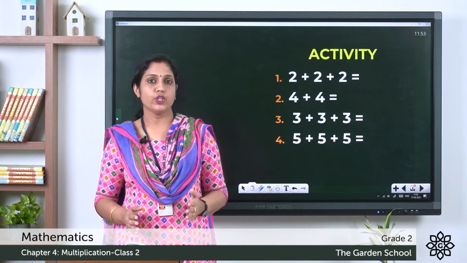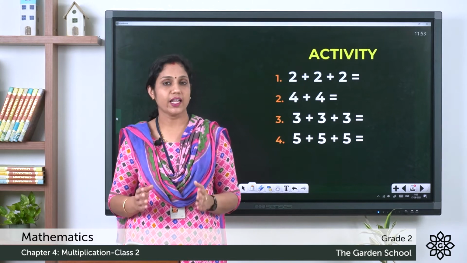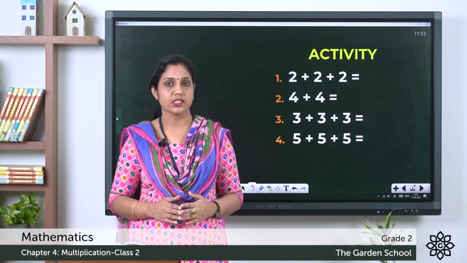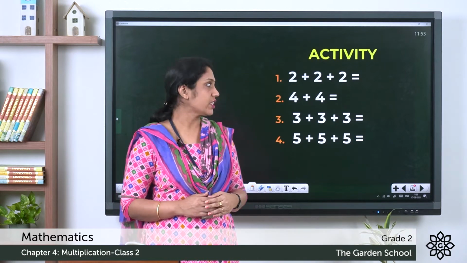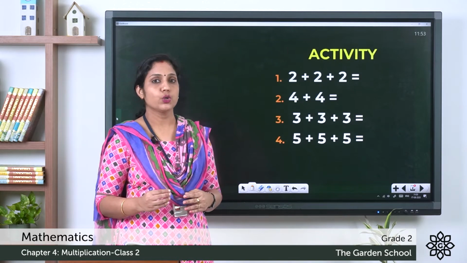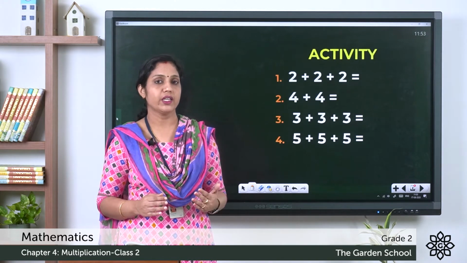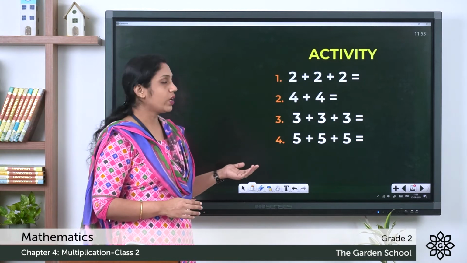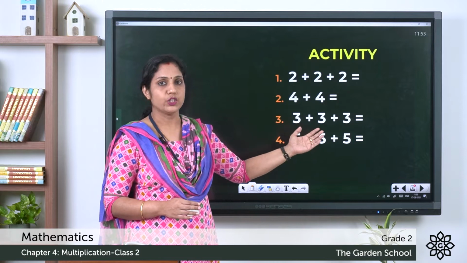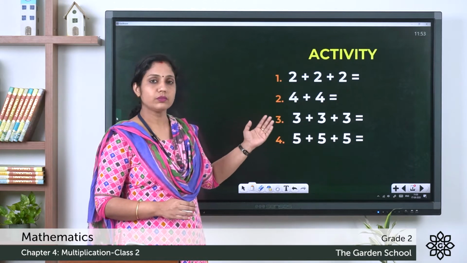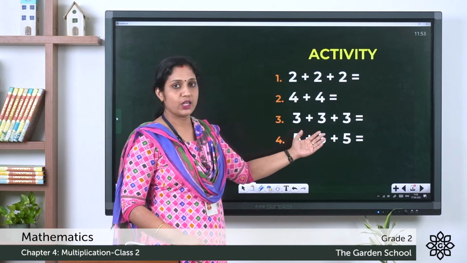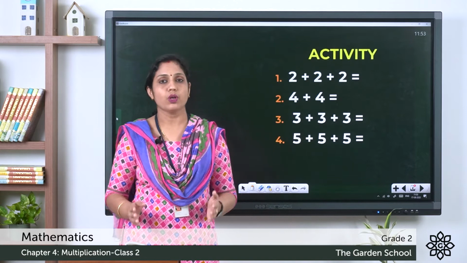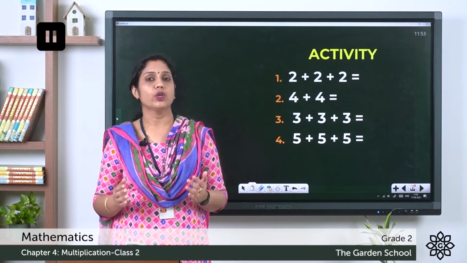You can open your notebook, write today's date and the heading chapter 4 multiplication and then write down the questions. So, let's check the questions. The first question is 2 plus 2 plus 2. So, it's been given in the repeated addition. Write the multiplication form and also the answer. The second one is 4 plus 4 is equal to. The third one is 3 plus 3 plus 3 is equal to. And fourth one is 5 plus 5 plus 5. So, pause the video and once you have done with, you can come back.